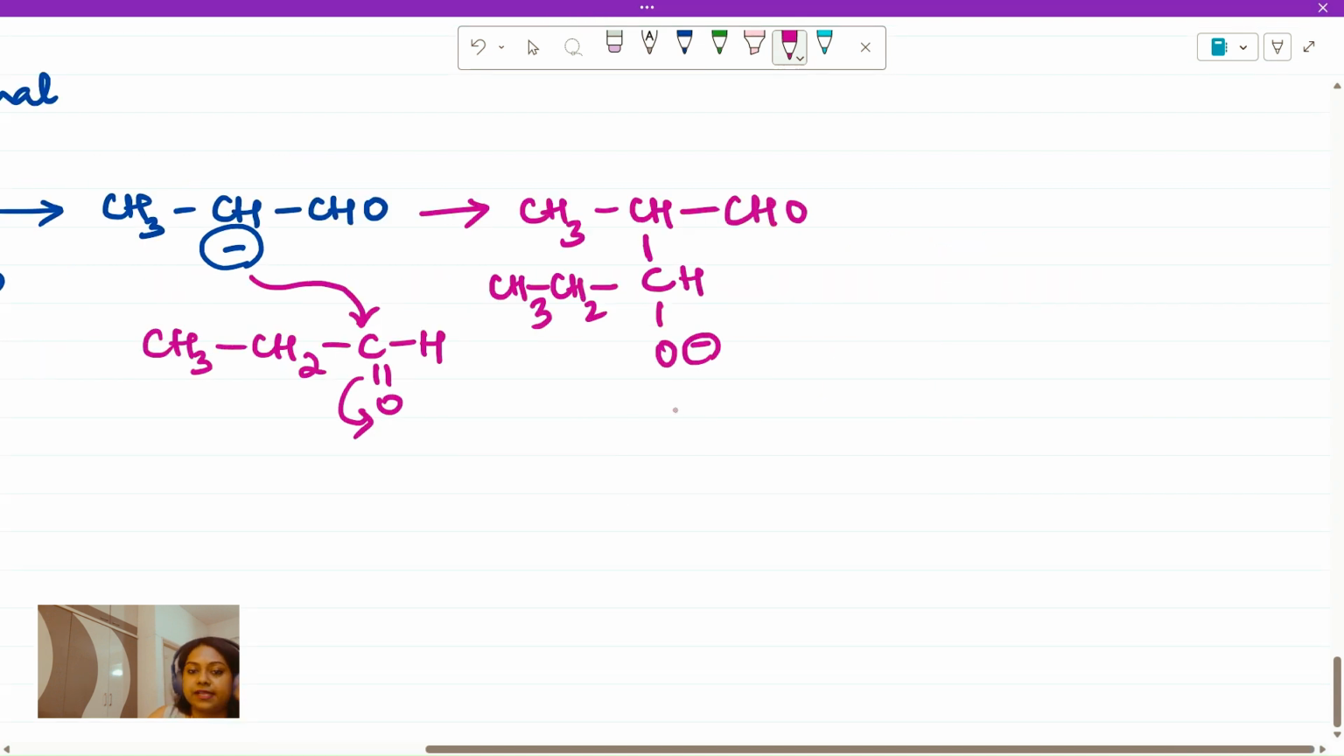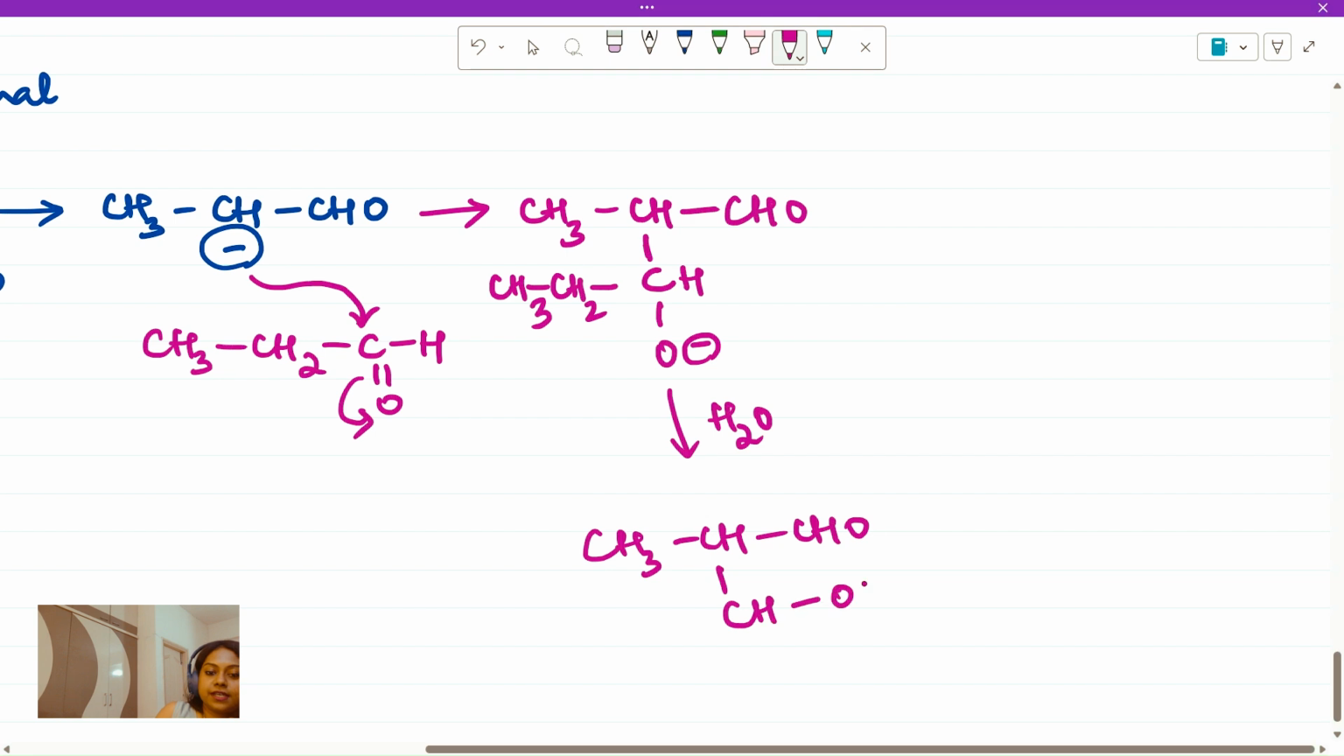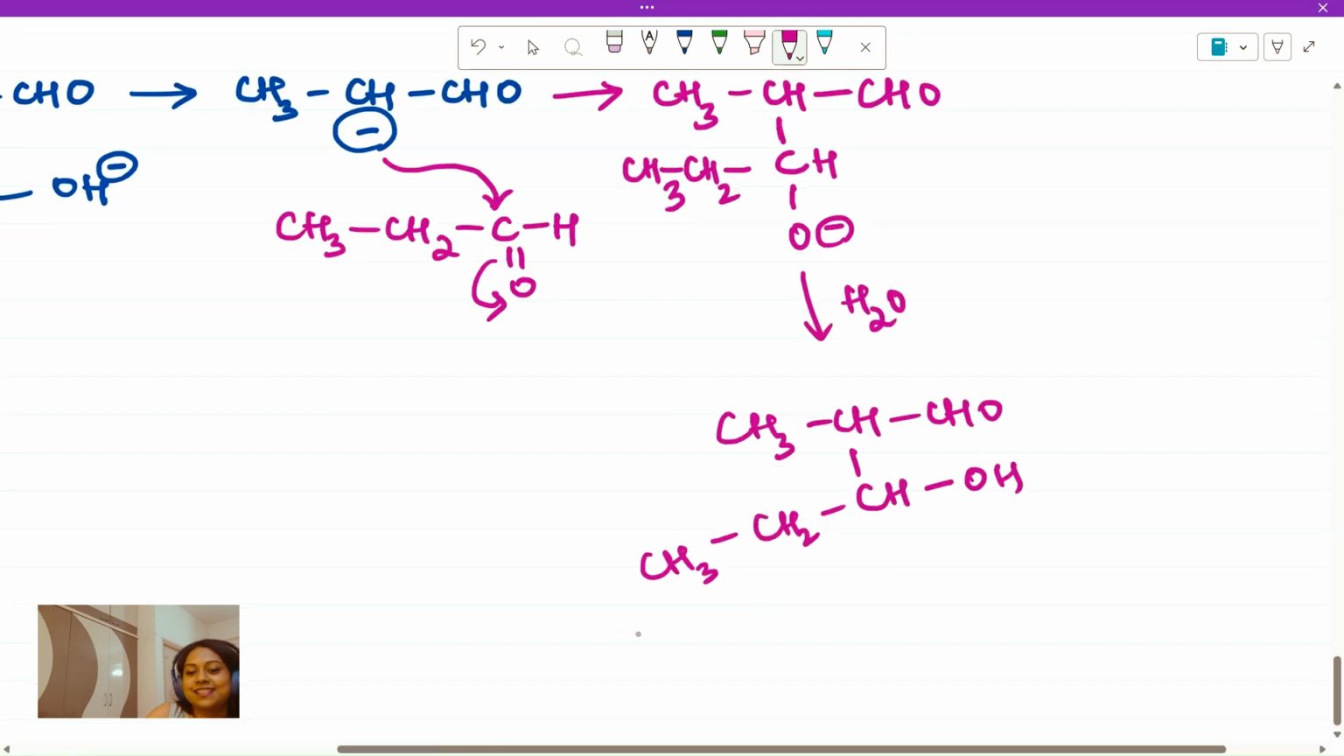Okay, never mind, it still works. I have done the entire mechanism again. When you give H2O, this gives CH3, CH, CHOH and CH2, CH3. This is the beta hydroxy product that you get, beta hydroxy aldehyde.